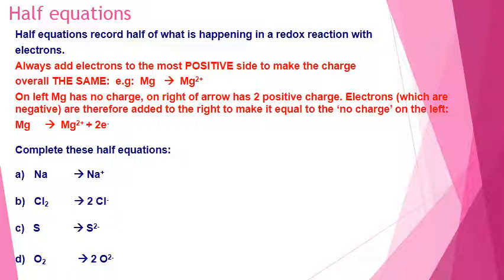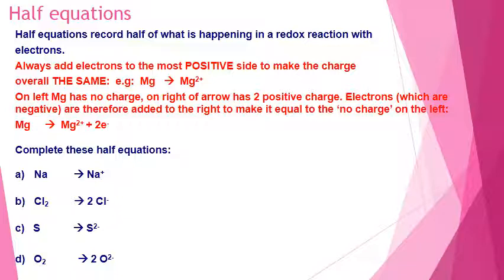So for example, here we have magnesium going to magnesium 2+ ion. As magnesium has no charge and the right hand side has a positive 2 charge, electrons, which are always negative, must be added to the right in order to make it equal. That means there will be no charge on the right and also no charge on the left. So the half equation would be magnesium going to magnesium 2+ and 2 electrons.